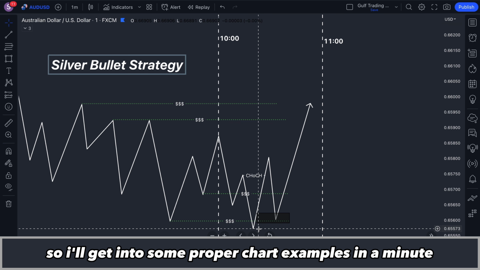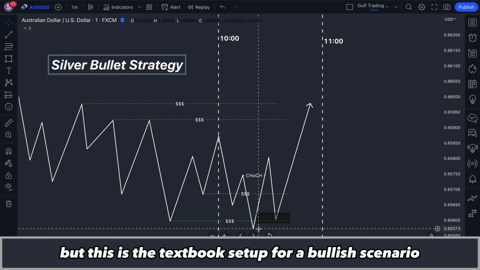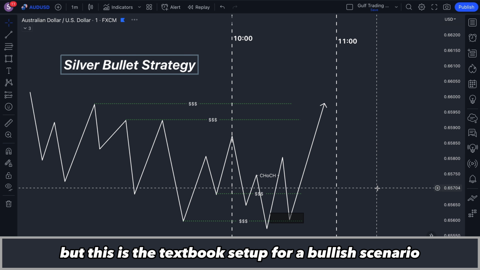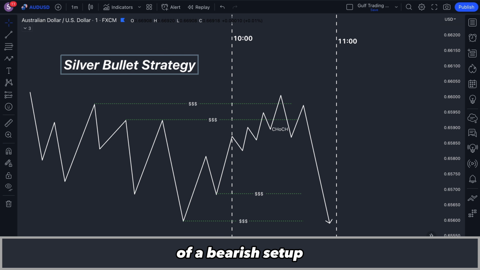So I'll get into some proper chart examples in a minute, where you can actually see where you can place your stop loss and where your entries would be. But this is the technical setup for a bullish scenario if you want to take a picture of that. So quickly, if you wanted to take a picture of a bearish setup, it would look something like this. But now we'll get into the charts.